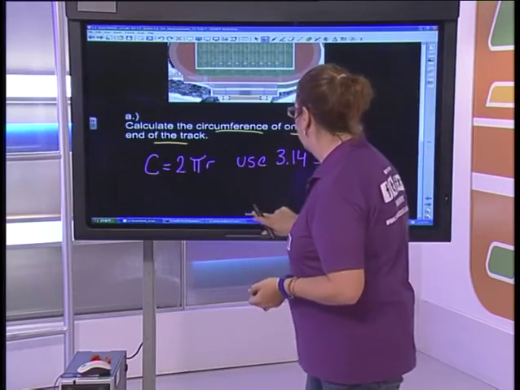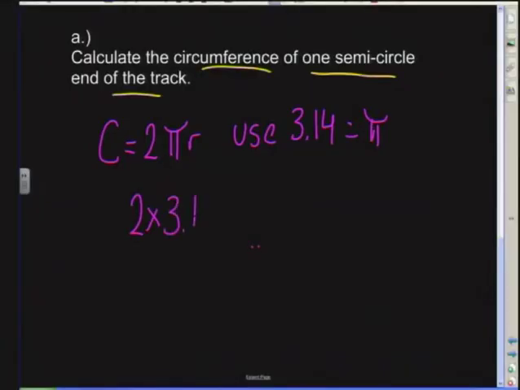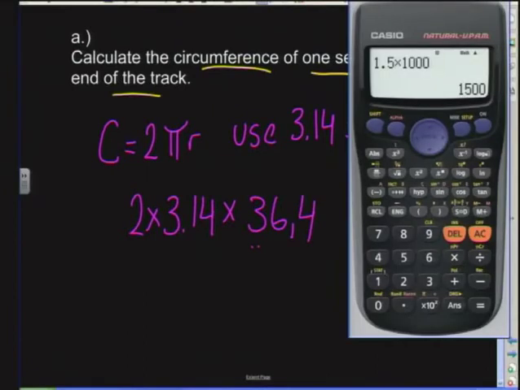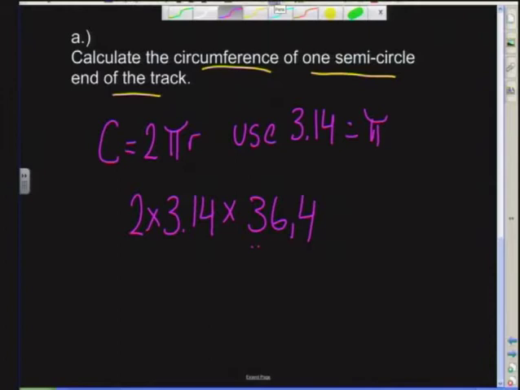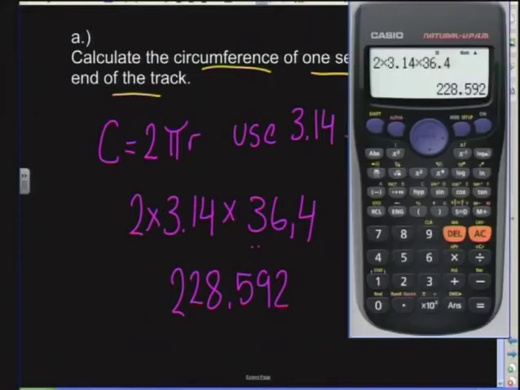So we've got 2 times pi times the radius. What did I say that radius was? 36,4. And then we get our calculator out, and we've got 2 times pi times the radius. And check as you're entering things, it's 228,592. I haven't rounded it off. I just want to check that that was the right number, 228,592.